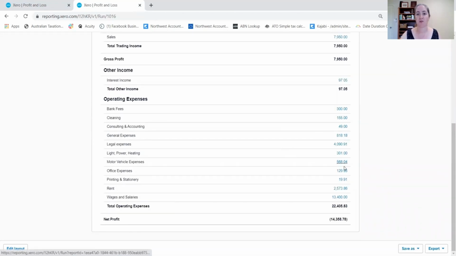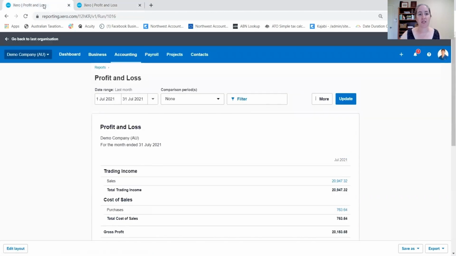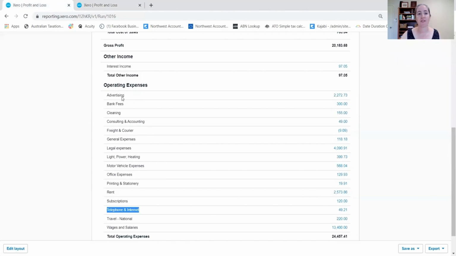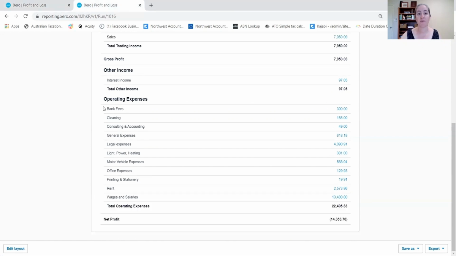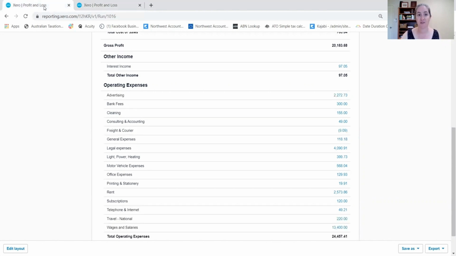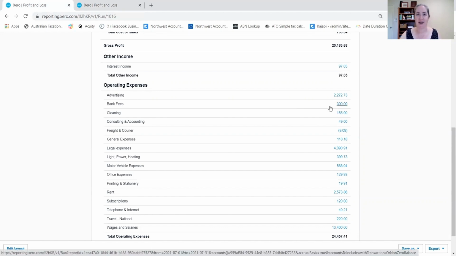So expenses running through, when we compare it to the other one, advertising, 2,272. No advertising here at all. So there's been a bill entered in the system for advertising that we haven't paid yet. Fees of $300 are the same. Yet again, we don't send an invoice out for bank fees. They just take it out of our account. And as soon as they take it out of our account, they're recognised in our profit and loss statement in both the cash and the accruals version.